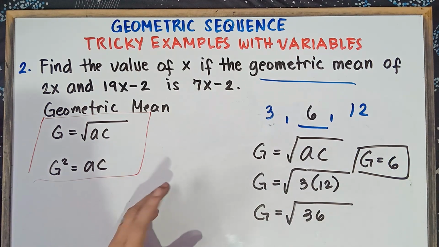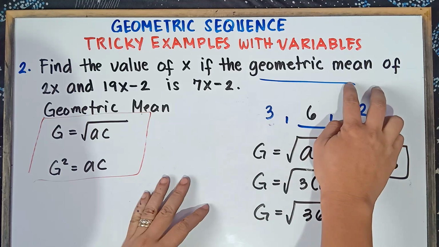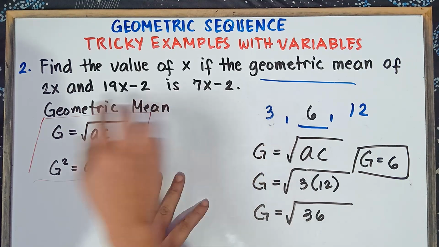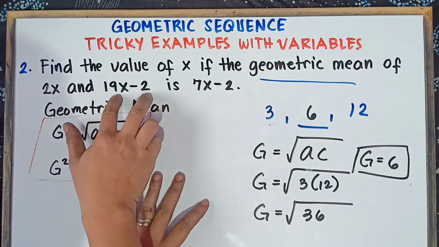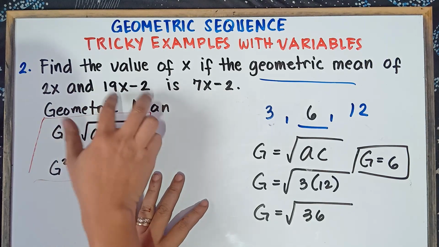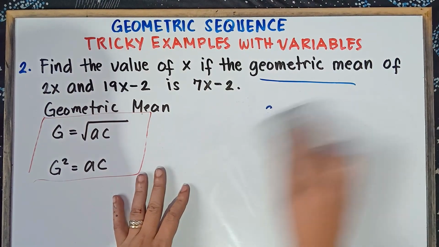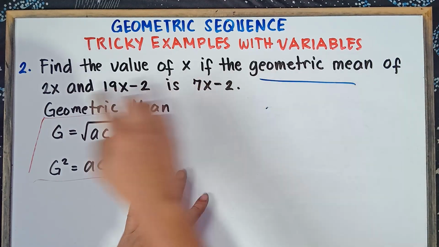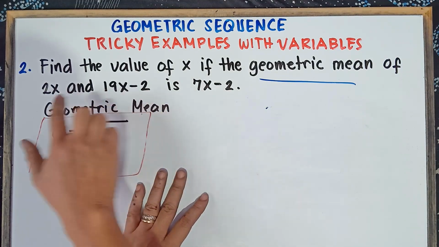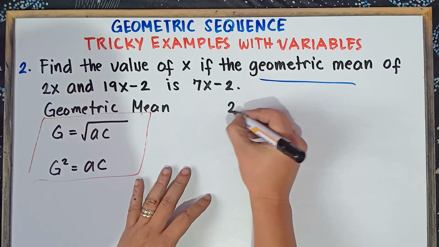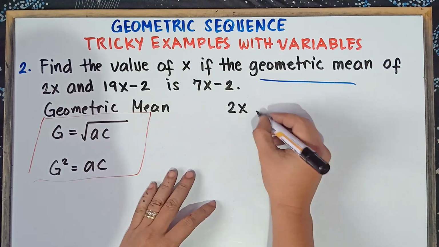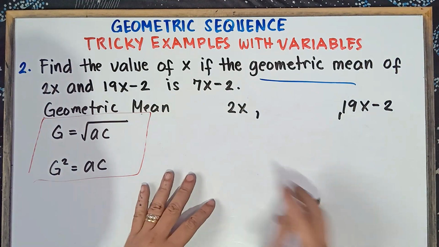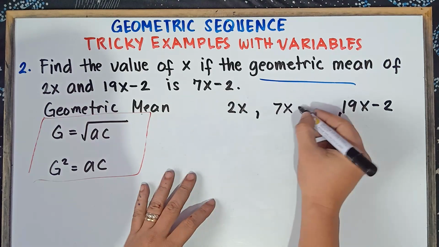So in our example, class, we have a given geometric mean, that would be 7x minus 2. And then we have the given first term, that would be 2x, and then the third term, that would be 19x minus 2. Let me just write this one. Find the value of x if the geometric mean of 2x and 19x minus 2. So 2x is our first term, and 19x minus 2 is our third term. And then our geometric mean would be 7x minus 2.